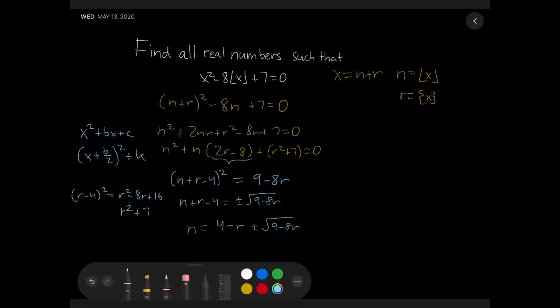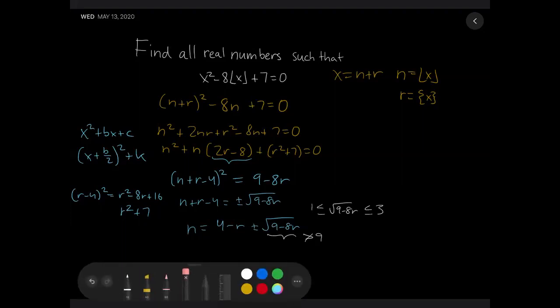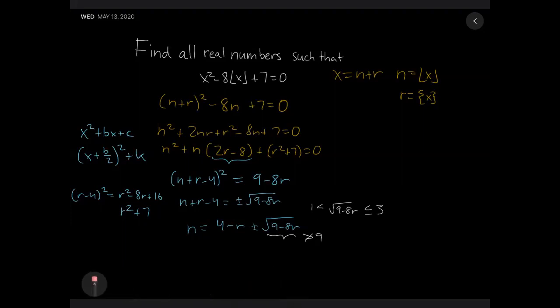We also know that 9 minus 8r has to fall in the range between 1 and 3, because this cannot be greater than 9. And since r is 1 at maximum, 9 minus 8r is equal to 1. So we know that this is going to fall between 1 and 3. And this is less than, because r cannot equal 1 exactly.